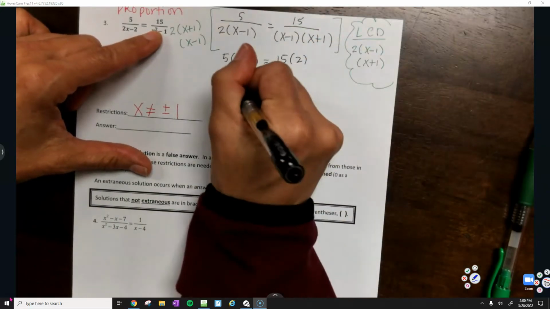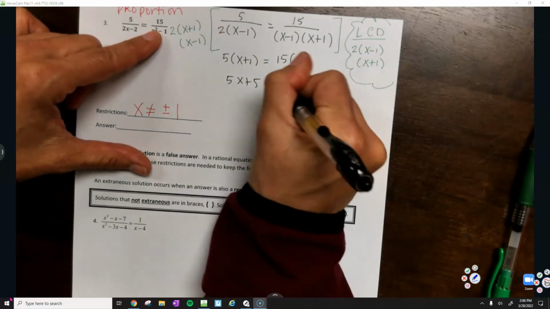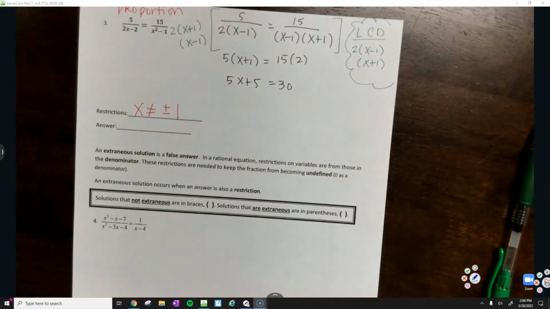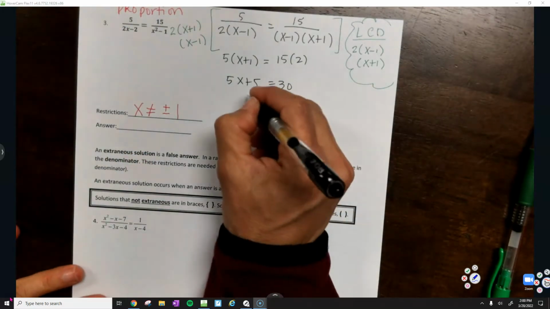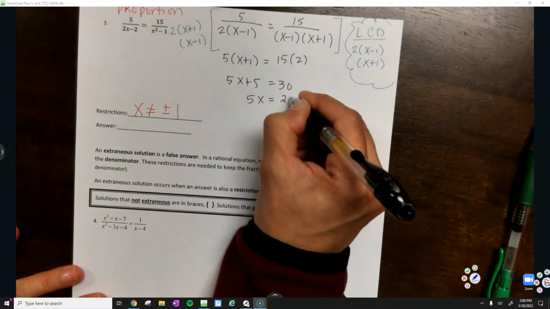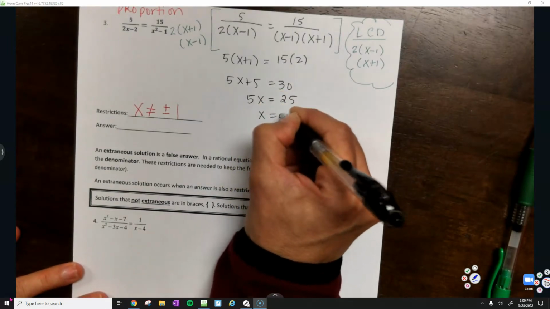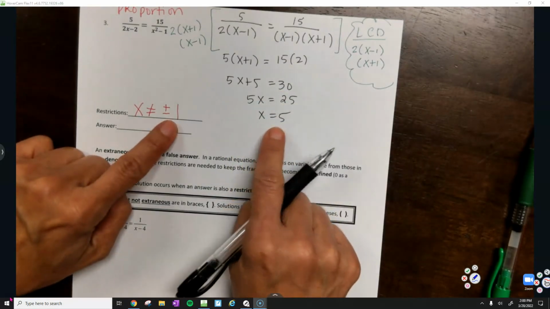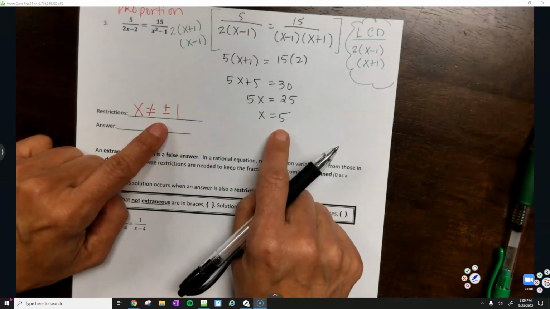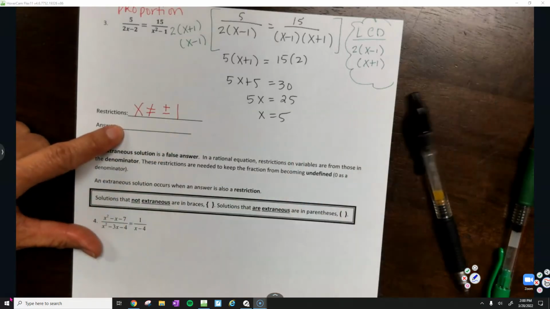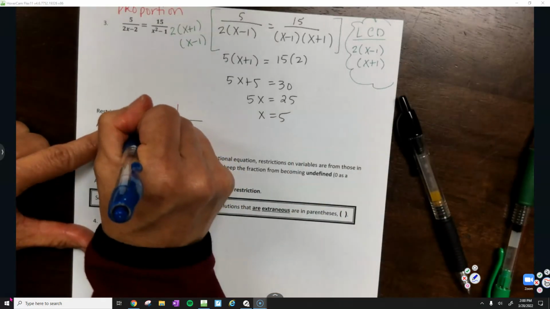All right, so when we distribute, we get 5x plus 5 equals 30. Y'all, that's a junior high problem. 2-step equation. Subtract the 5, divide by the number stuck to the letter. So here, x is just going to equal a 5. And if you guys notice, that is a good answer. It's not part of my restrictions. So you have to draw that 5 in curvy braces.